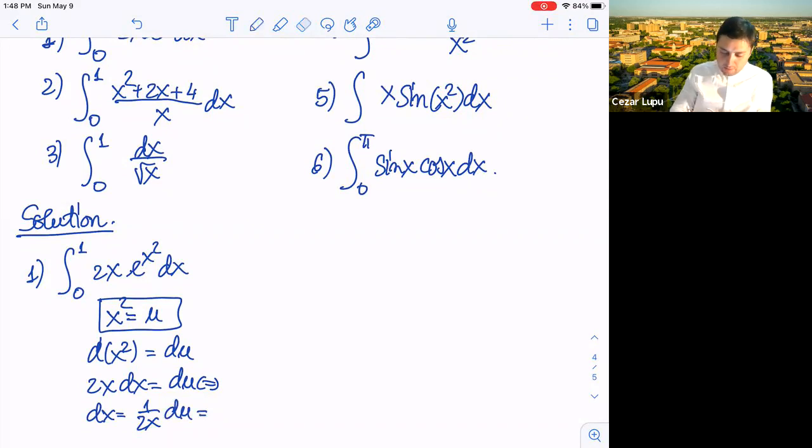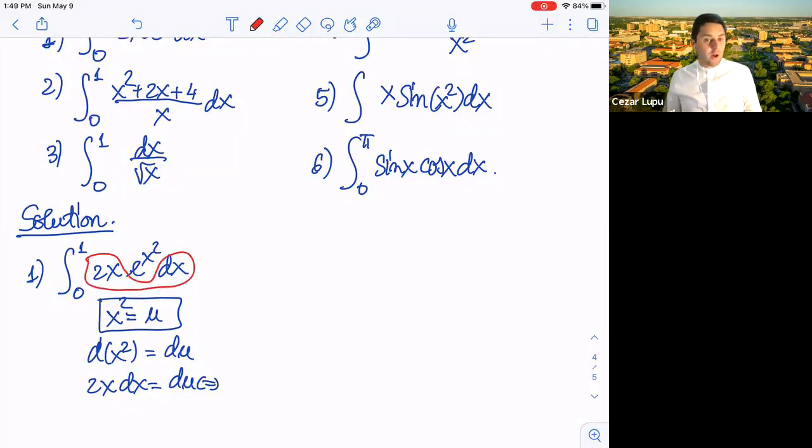But actually no, we don't need to do anything. Look at this. We already have 2x dx here. All right, we have two options here. We can change the bounds up front, or we can compute the indefinite integral, and then at the end we go back to our bounds when we go back to the initial variable. But anyway, let's just change the bounds. So change the bounds of the integral.